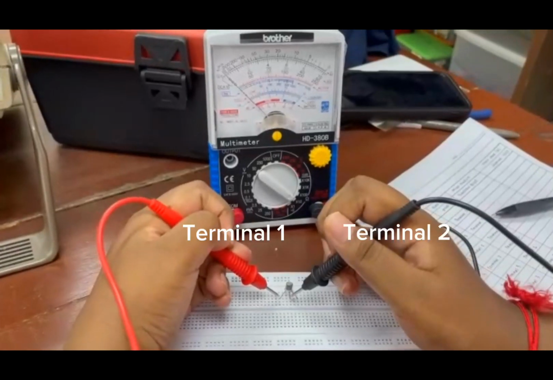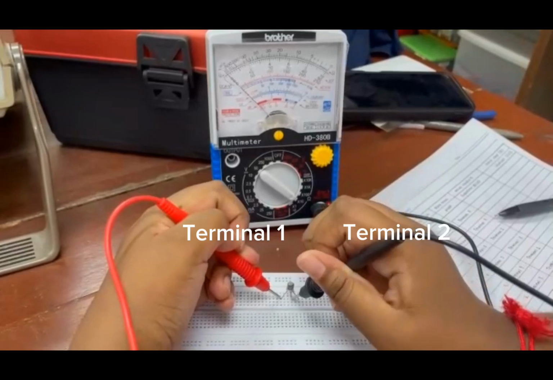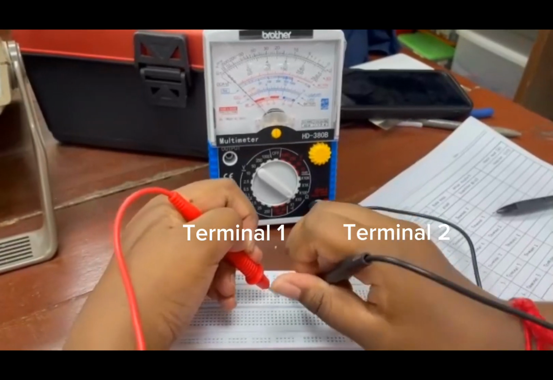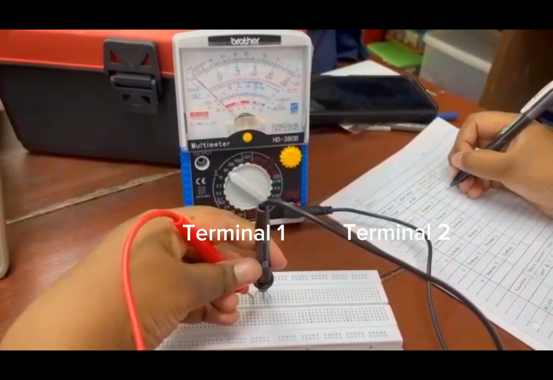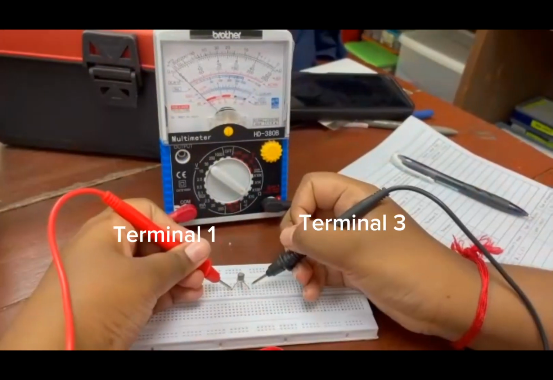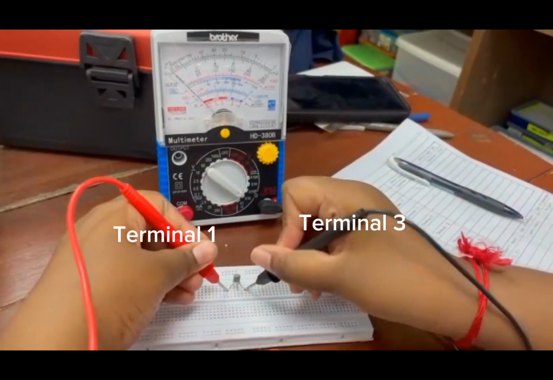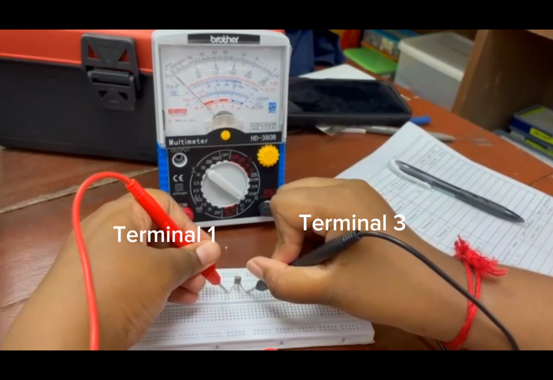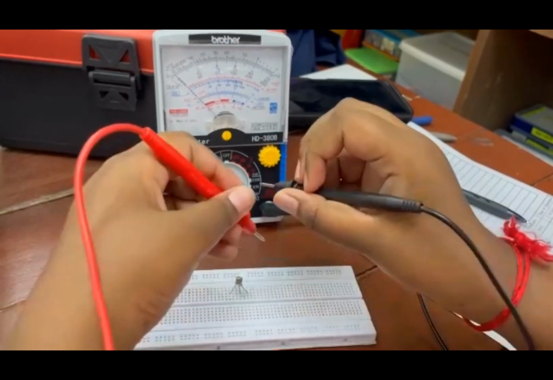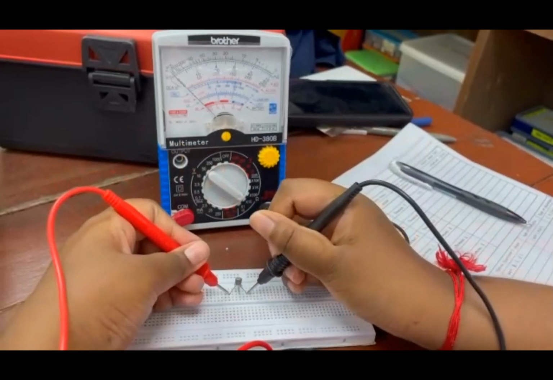The first step is to put the red probe on the first terminal and the black probe on the second terminal. The multimeter shows an infinity reading. Without changing the red probe position at the first terminal, move the black probe from the second terminal to the third terminal. The multimeter still shows infinity.